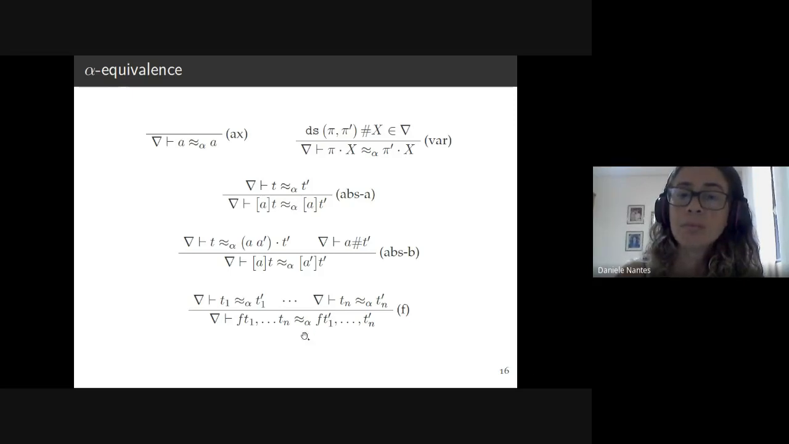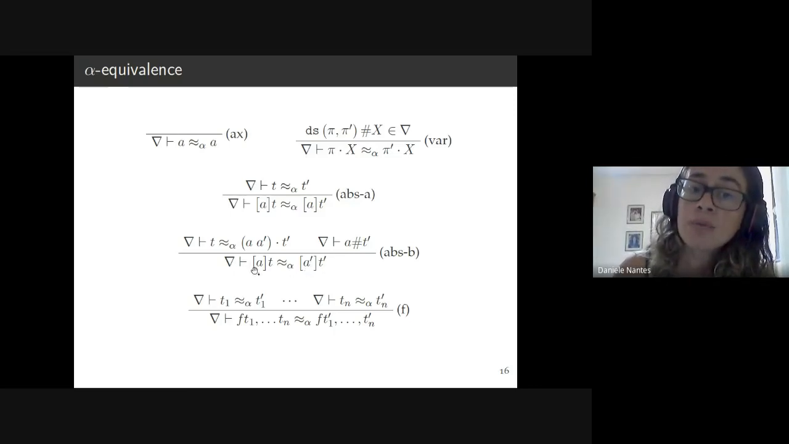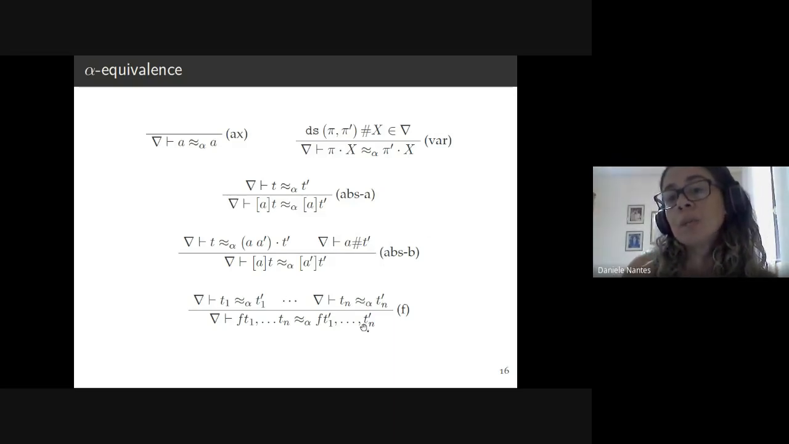Okay, and in the same way, we have rules for deriving alpha equivalence. Okay, so these are equality rules. These are easy. The difficult one is the abstraction B, which is when you have abstractions on different names. So basically, if you want to decide if abstraction AT is alpha equivalent to A prime, abstraction A prime T prime, basically you have to see if T is equal to T prime when you swap A for A prime. Okay, but you also need to be careful because A is bound in T, so it has to be bound in T prime. Okay, so you have to check if A is fresh in T prime, if it does not occur free. Okay, so these are the rules that implement alpha renaming and freshness in the nominal language.